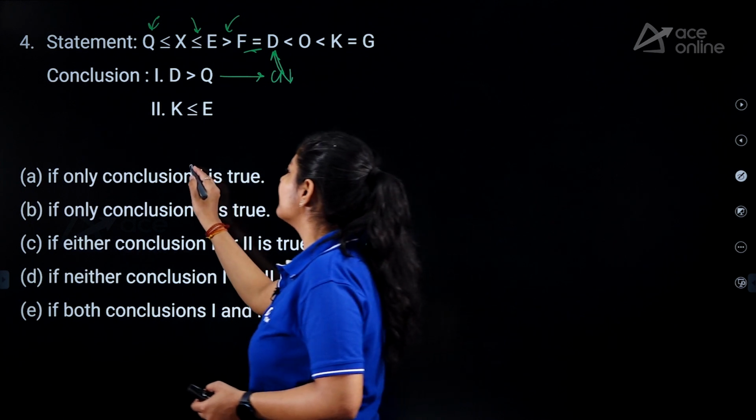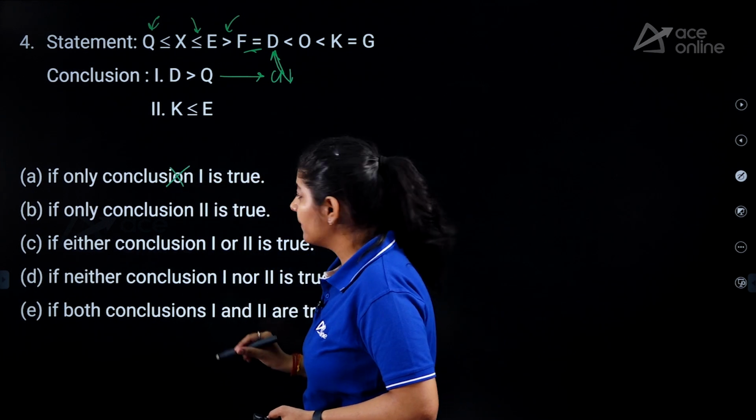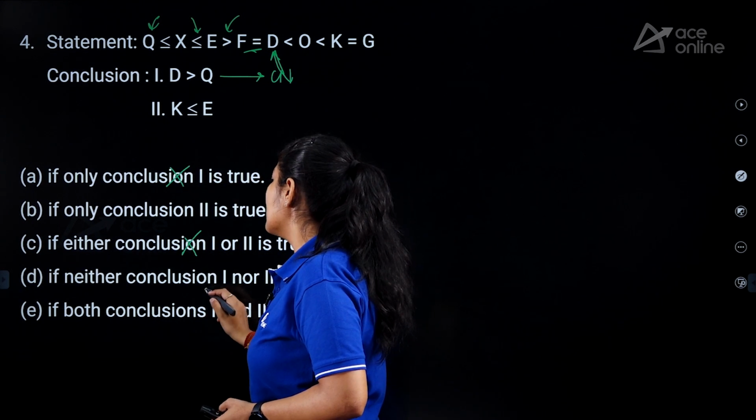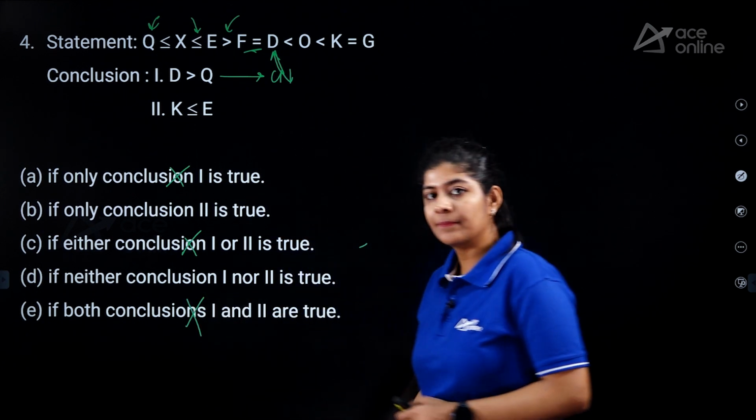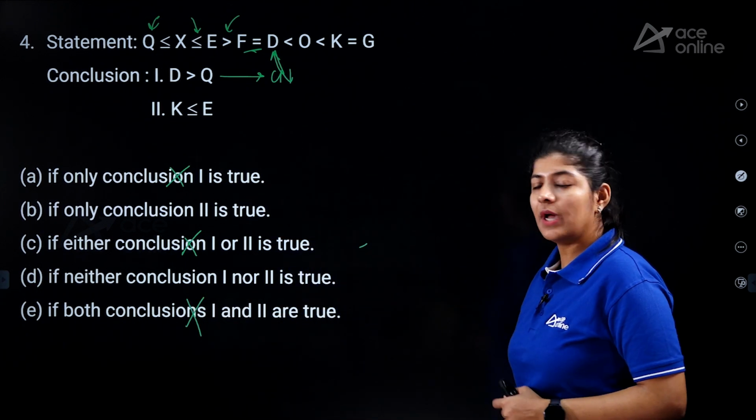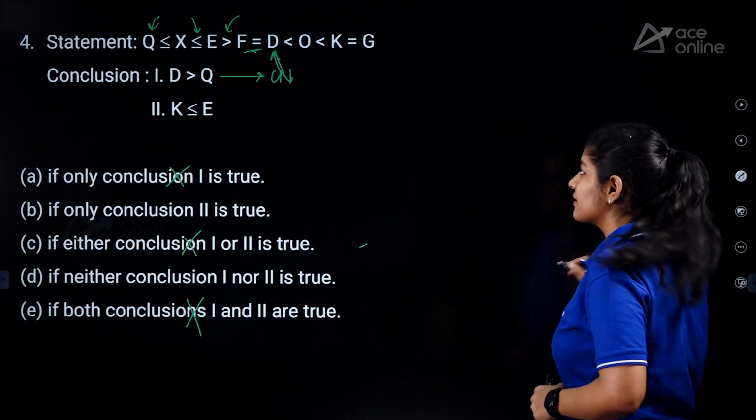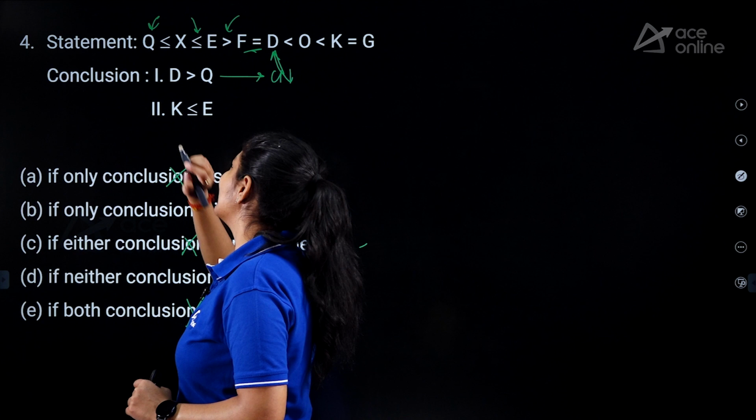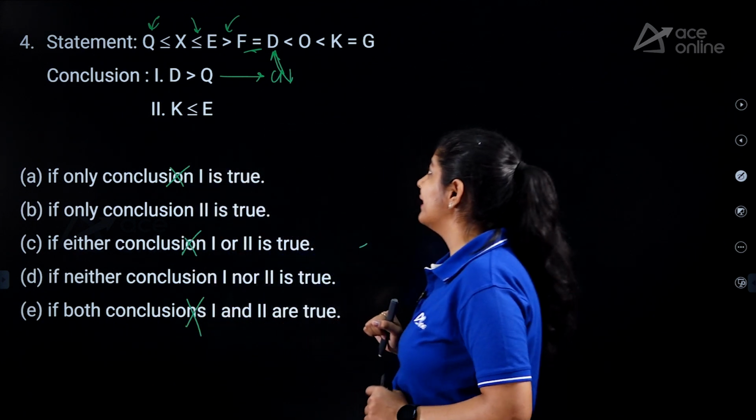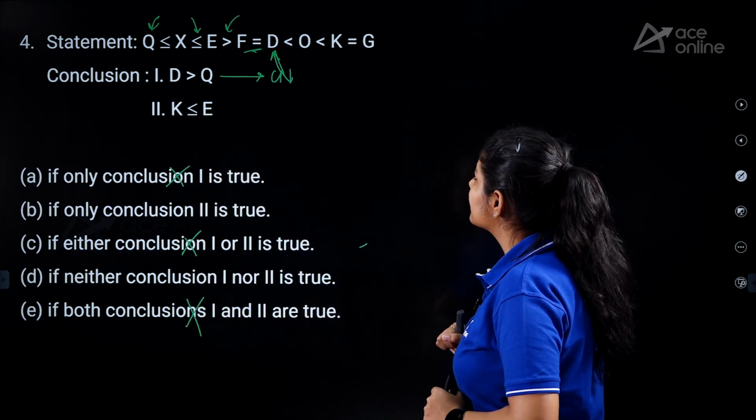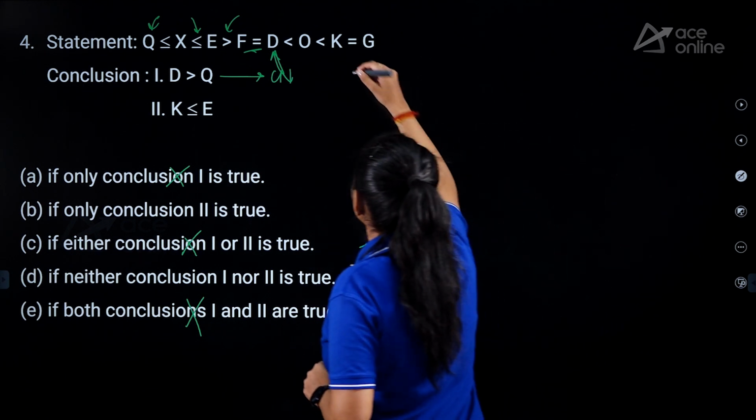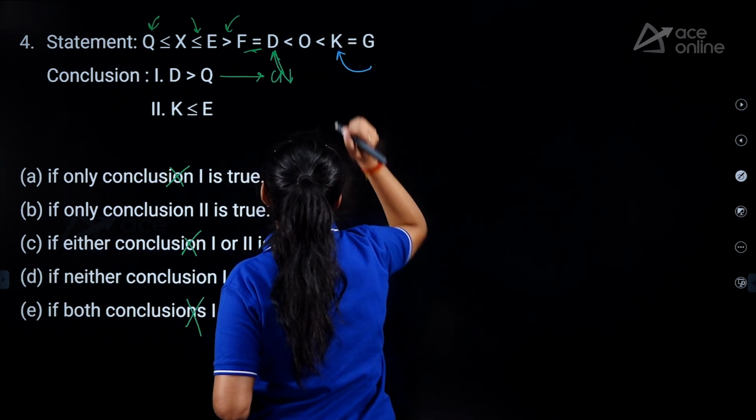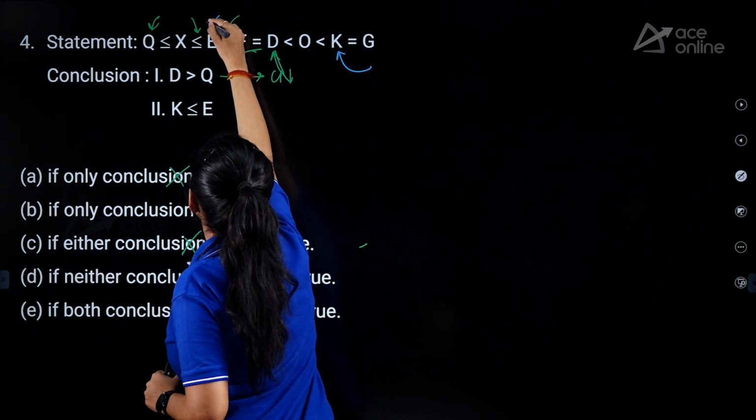If it is so, then we can easily eliminate your option number A, option number C, and option number E, right? Now we are left with just two other options, and let's see what is the correct answer over here. Now, the second conclusion says that K is less than or equal to E. Here we are having K, right? And here we are having E.